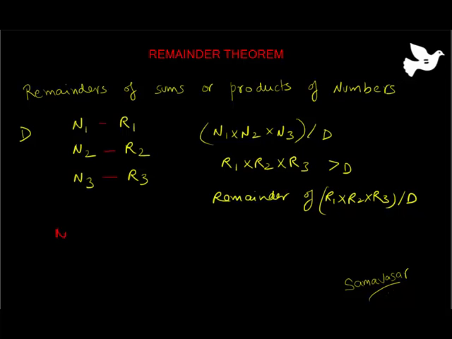Okay, similarly we have the concept of sum. So if we have the sum n1 plus n2 plus n3 and we need to find the remainder when this is divided by d, the remainder will be r1 plus r2 plus r3, and again if this is greater than d, you take the remainder of this number when it is divided by d.